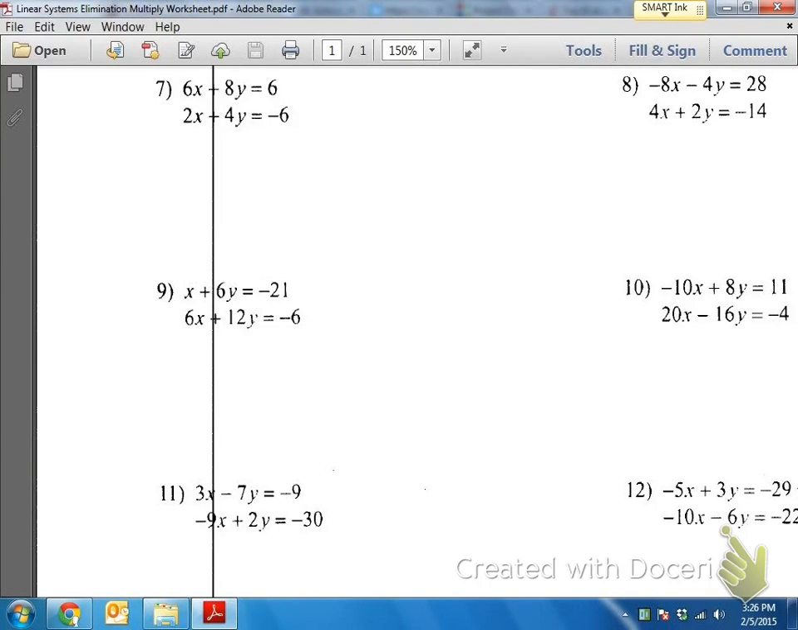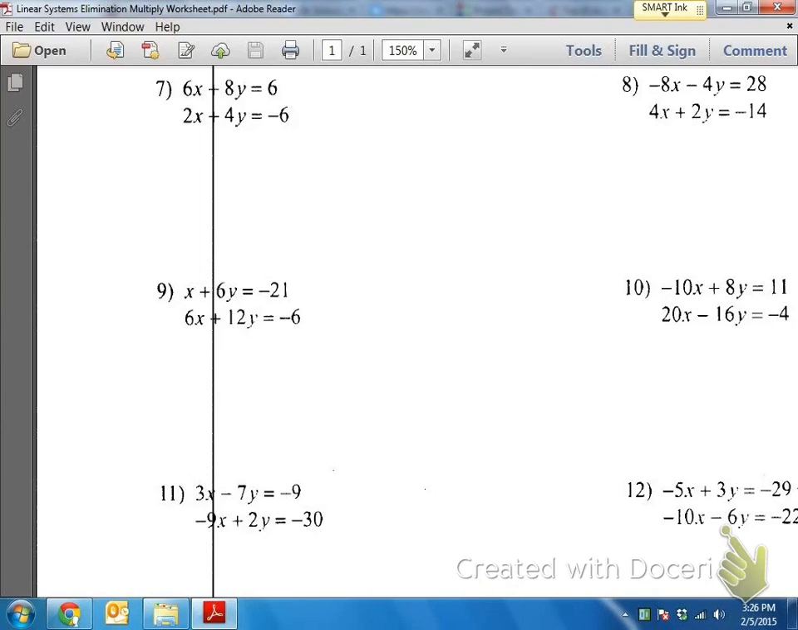All right, so here's number 9. We're dealing with linear systems and solving by elimination, but it's going to be a little bit more complicated because we don't have any exact inverses. So I'm looking here at number 9, and let's say I wanted to eliminate x.